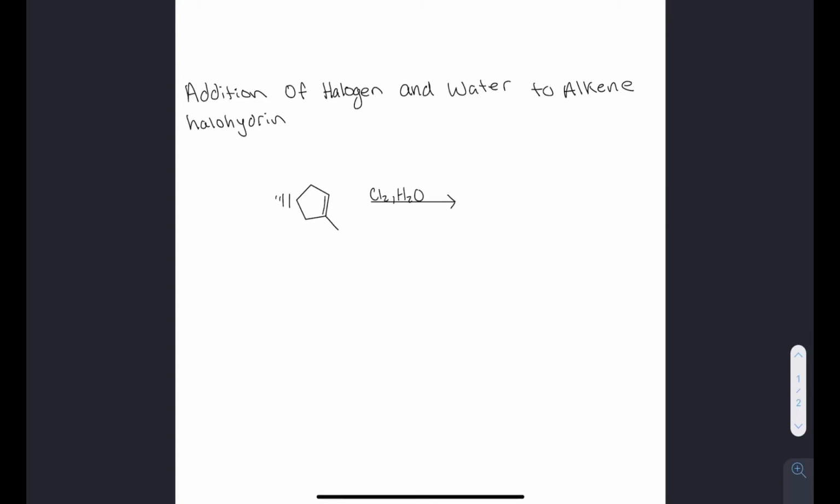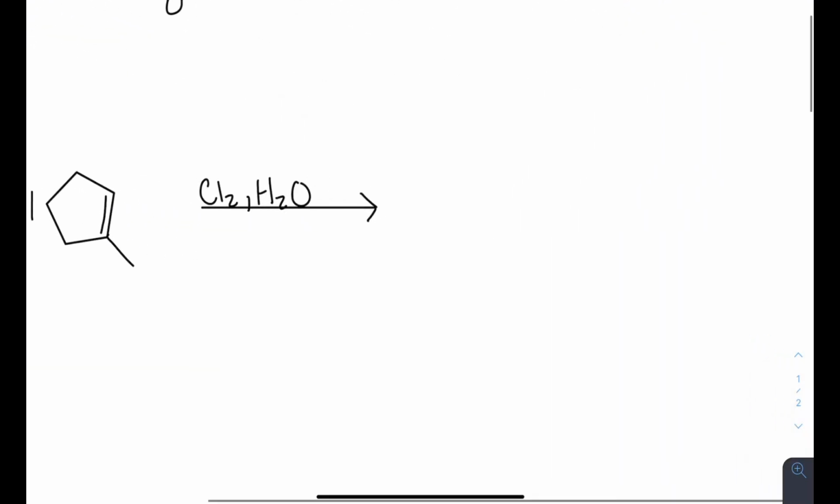Alright, so in this video, we are going to be talking about an addition reaction, which is addition of a halogen and water to an alkene to form a halohydrin. So we are taking this ring alkene and reacting it with Cl2, which is a halogen, and water to create a halohydrin.